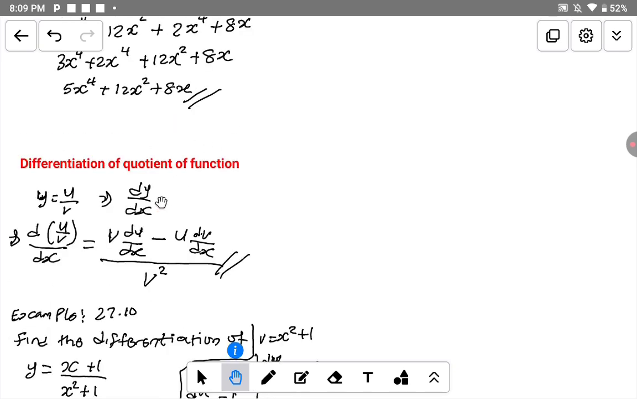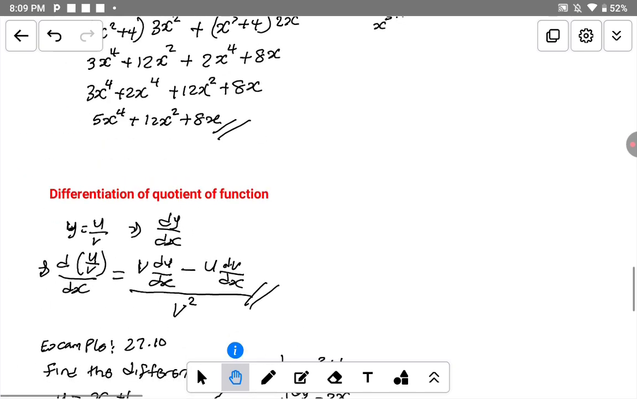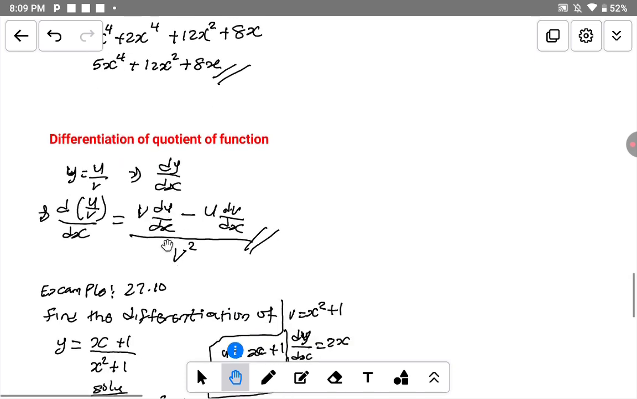You can see this part is very, very important. Try to study and master the general form of the quotient rule. Once you know it, everything is very, very easy.